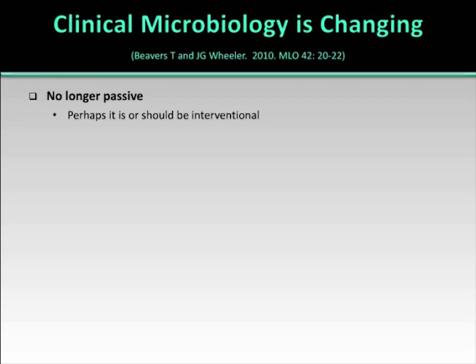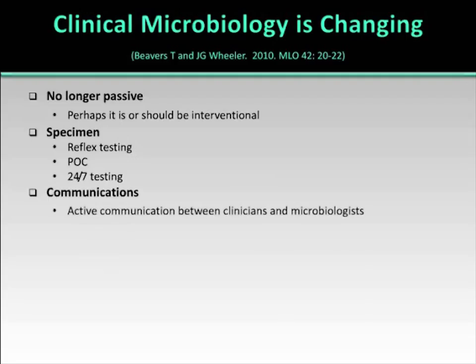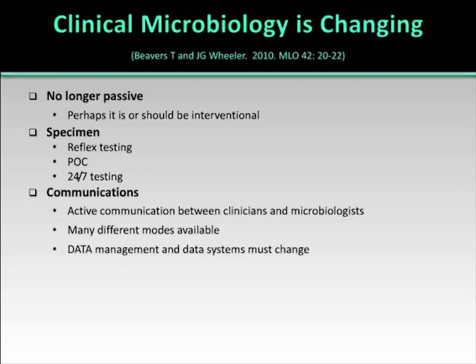We need to communicate, we need to do good testing, and we need to make sure we share the results of that good testing. With our specimens, we know now in the clinical microbiology lab things are changing. We're doing reflex testing. We're doing point-of-care testing. We're doing 24/7 testing in many of our laboratories because we know those results are important to get out as quickly as possible. We're communicating between ourselves and clinicians, ourselves and ID pharmacists, ourselves and anybody else who's involved in antimicrobial stewardship. Many different modes of communication are available. We need to grasp them. We need to do what's best for us, best for our patients.